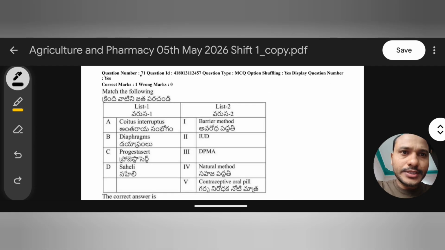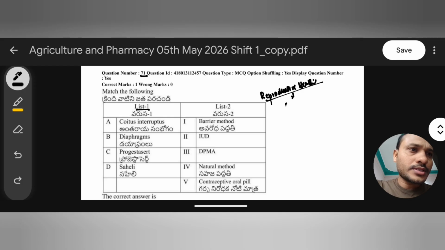Next, question 71, a match the following type of question. In list 1 various contraceptive devices and their importance are given. Let's analyze these questions, which come from reproductive health, completely framed around contraceptive devices. Do you know what a contraceptive device is? A device which prevents or avoids pregnancy. Such devices are called contraceptive devices.